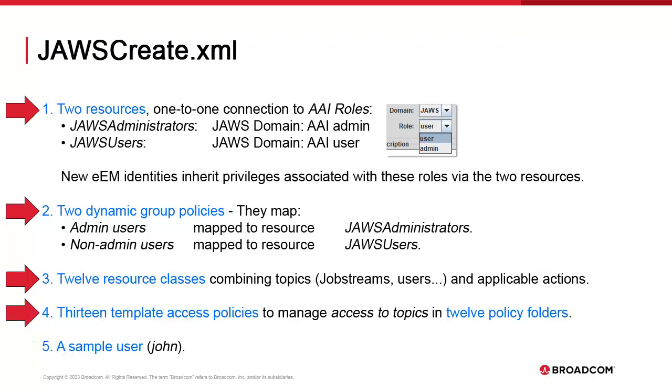It also loads policy folders, which contain template access policies, which use the resource classes we mentioned. You can leverage each of these 13 policies to set custom access rights to each topic, job streams, schedulers, and so on. You should never use these templates directly. Instead, use the save function to clone the policy you're looking to design. That way, policy templates can be reused every time you need a new policy. Finally, it loads a sample user called John.